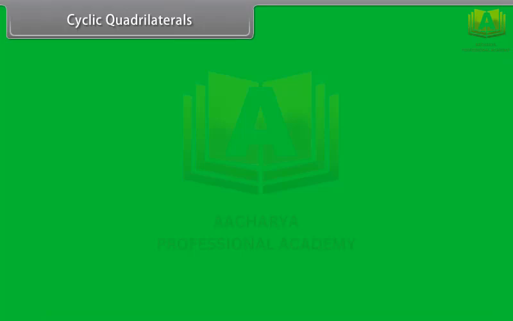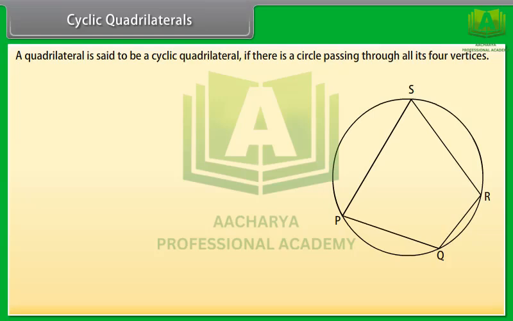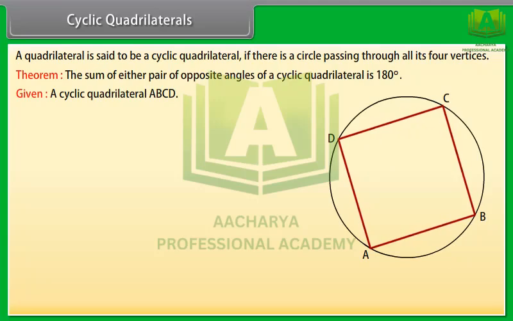Cyclic quadrilaterals. A quadrilateral is said to be a cyclic quadrilateral if there is a circle passing through all its 4 vertices. In the figure, PQRS is a cyclic quadrilateral. Theorem: The sum of either pair of opposite angles of a cyclic quadrilateral is 180 degrees. Given a cyclic quadrilateral ABCD. To prove, angle BAD plus angle BCD is equal to angle ABC plus angle ADC, which equals 180 degrees.